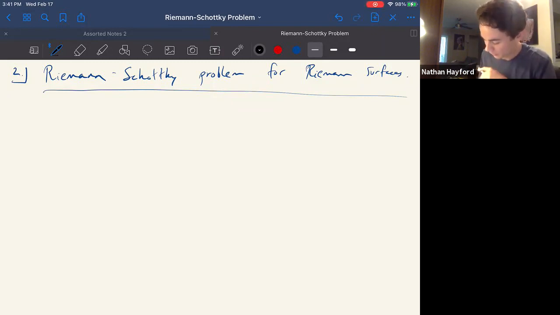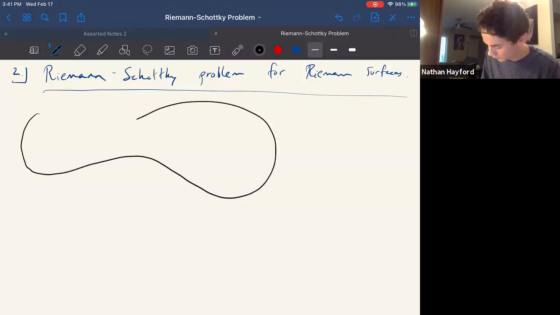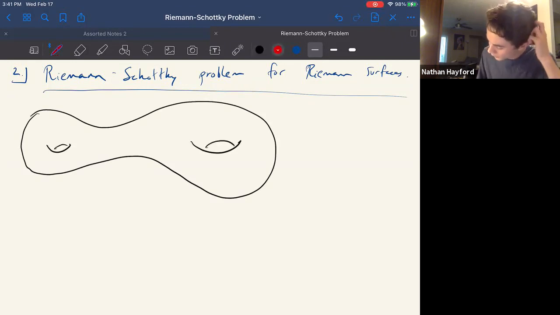Right, so we're going to describe this problem first for Riemann surfaces, and then hopefully we'll answer the problem, if not this time, then next time. So some preliminary notions for Riemann surfaces. Here is a Riemann surface, and we're going to construct a couple of canonical objects on it. The first thing we're going to construct is a basis of, well, cycles.